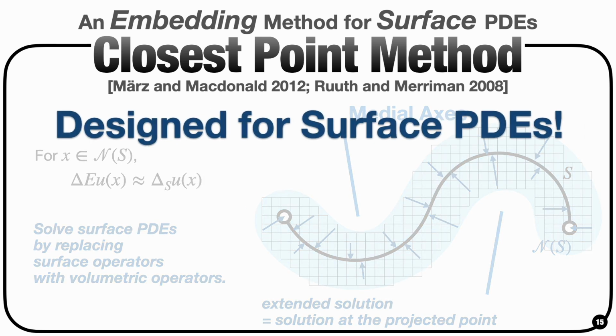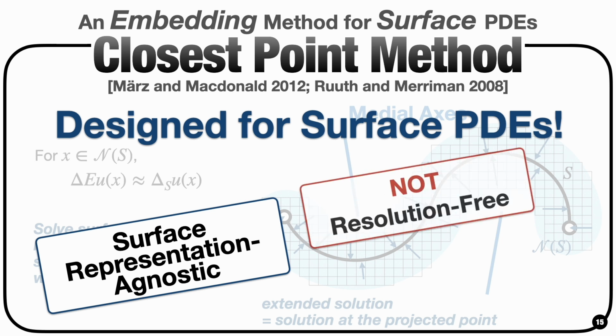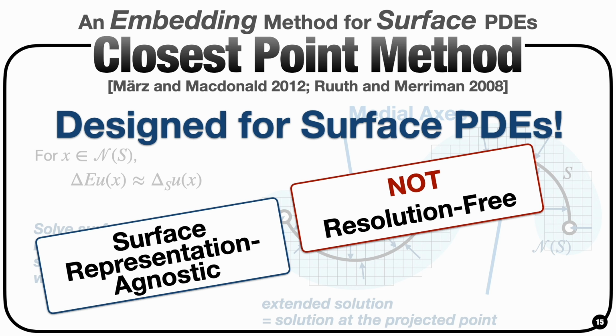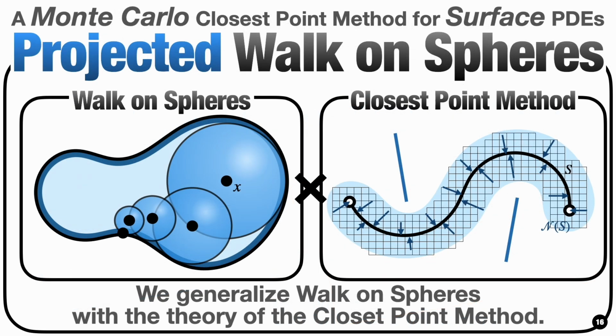The closest point method is designed for surface PDEs, and it is actually agnostic to the representation of the surface because all we need is the closest point query to the surface. However, we still have resolution issues due to the discretization of the embedding space, and dealing with boundaries is a little tedious. Still, this idea of the closest point method is the inspiration of our new algorithm, projected walking spheres.